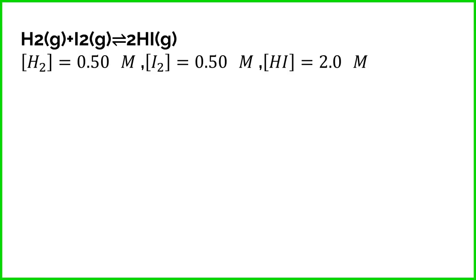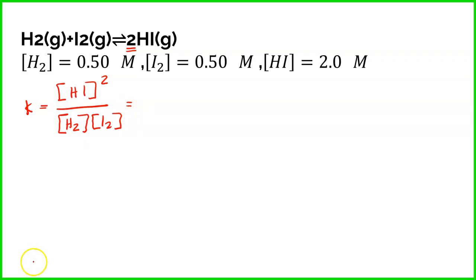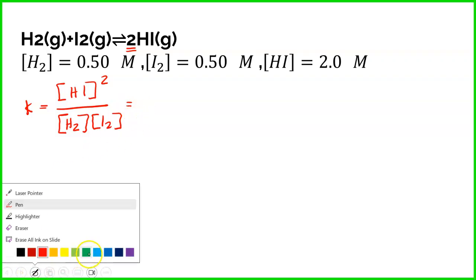For this first reaction, we see hydrogen and iodine reacting to form hydrogen iodide. I'm first going to write out my expression, where I have the concentration of my product raised to whatever power the coefficient is, over the concentration of my reactants. I'm not going to raise hydrogen to any power because it doesn't have a coefficient. Same with the iodine. Then, because I have numerical values, I'm going to go ahead and plug those in.